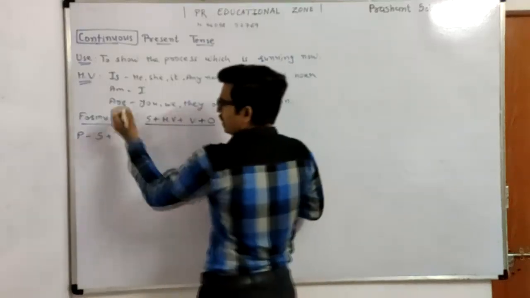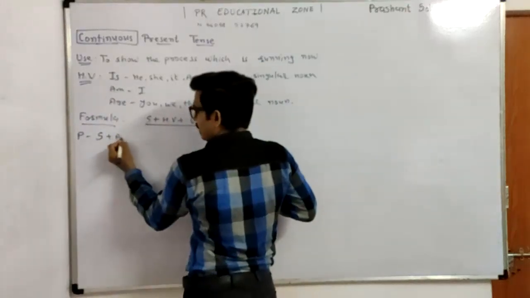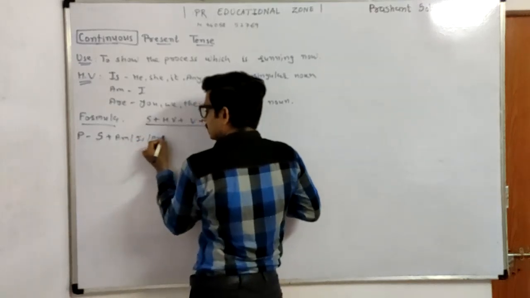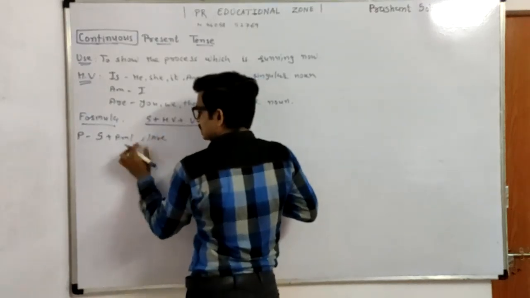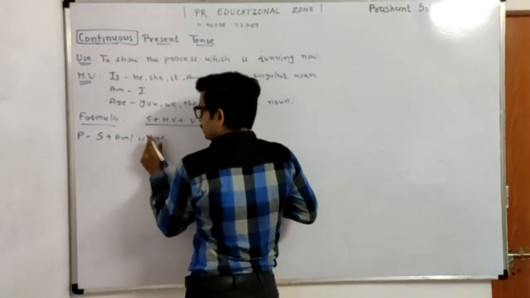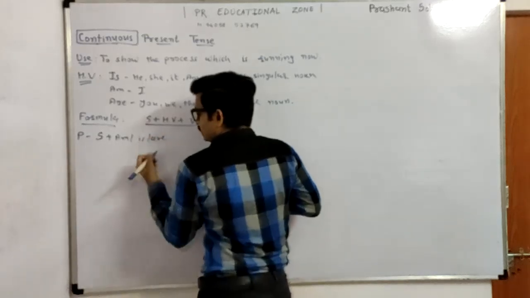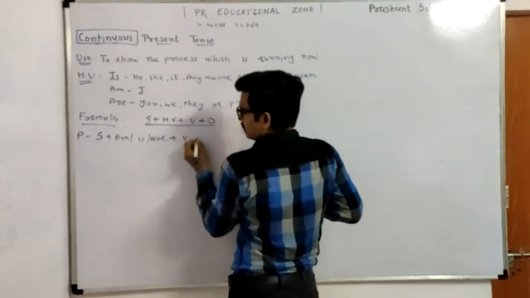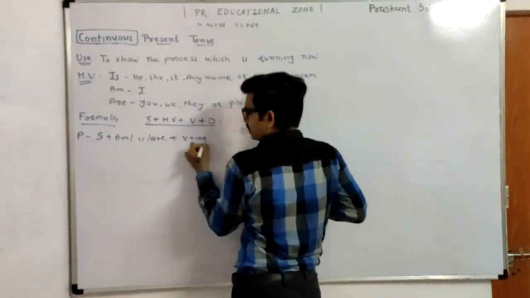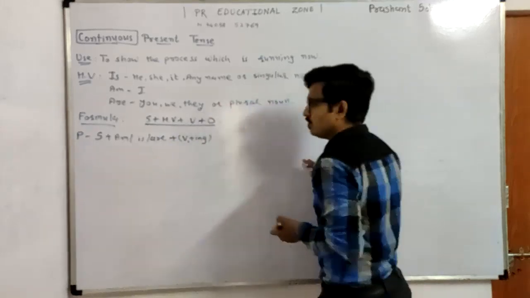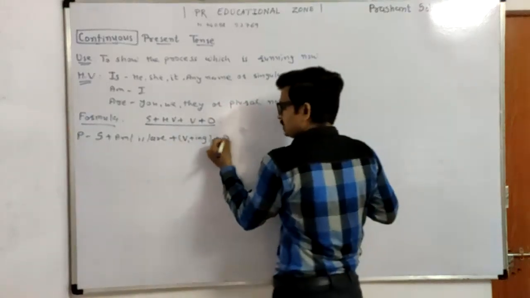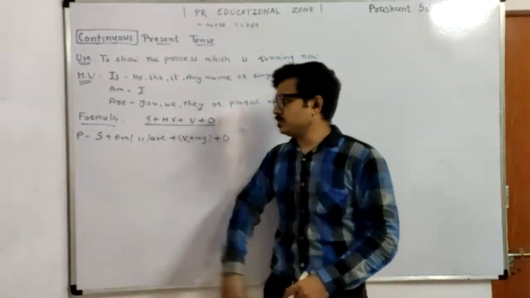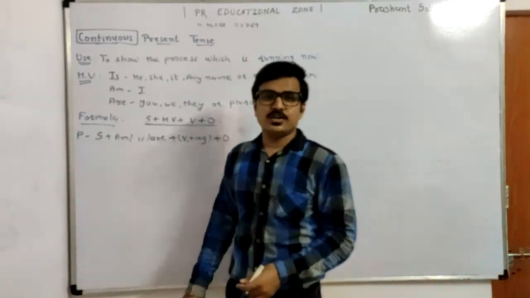Now we will put the helping verb, and which are they? Am, is, or are. We will put any one of these according to the subject, and then the ing form of the verb, and then in last the object. This is the formula of the positive sentence in the continuous present tense.